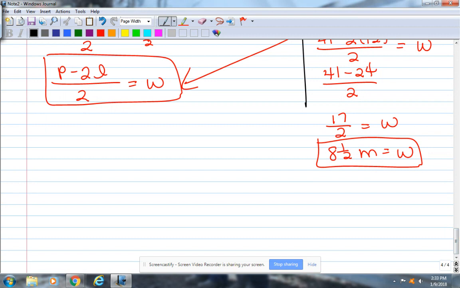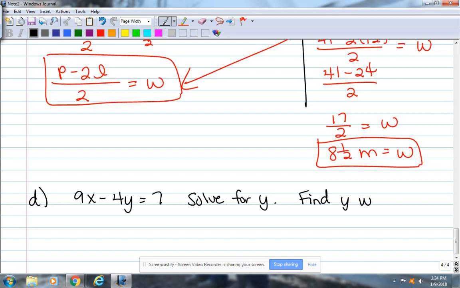These might be a little confusing. Or they might not. You might think these are easier. That was example C. Here's example D. 9x minus 4y equals 7. Solve for y. And then find y when x equals negative 5.